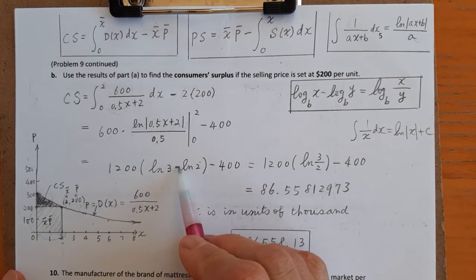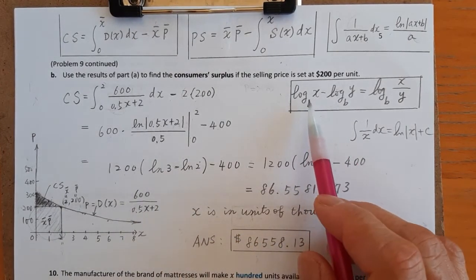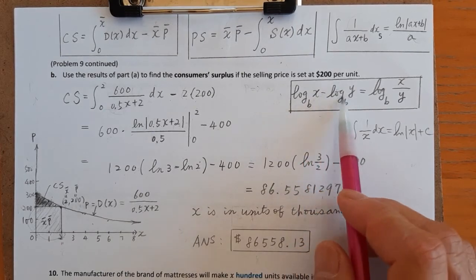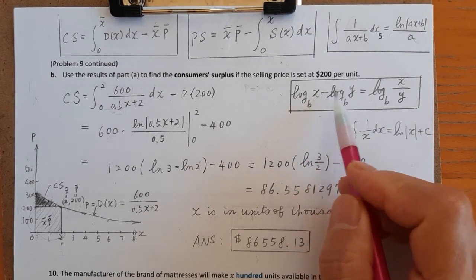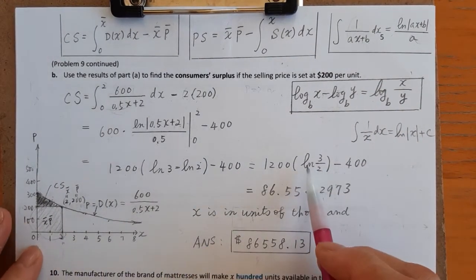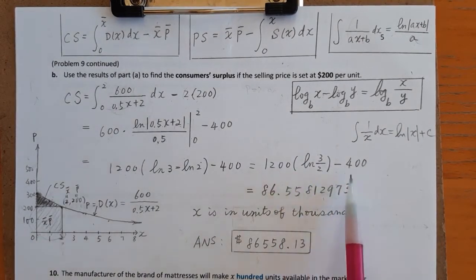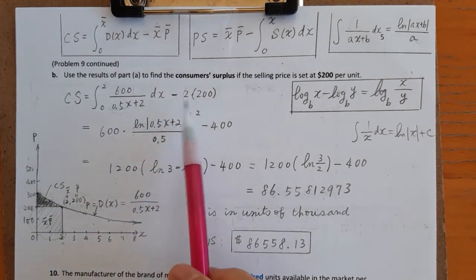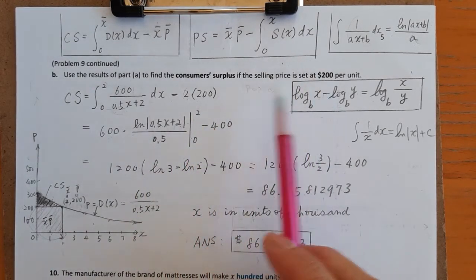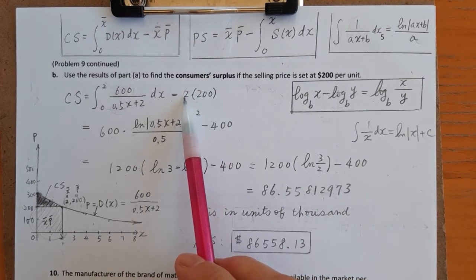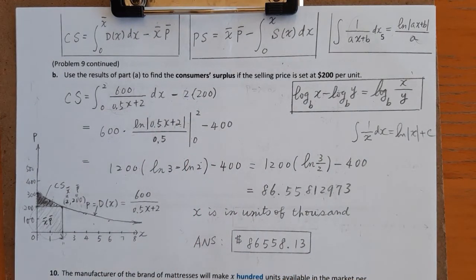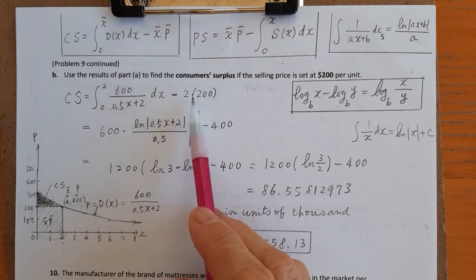For this subtraction, use the quotient rule: log x minus log y becomes log of x over y. So this becomes ln 3 over 2, minus 400. Use a calculator, and you will get 86.55812973. Now, since the price is $200, the units is 2. Here 2 means 2,000 units. So it's multiplied by 1,000.